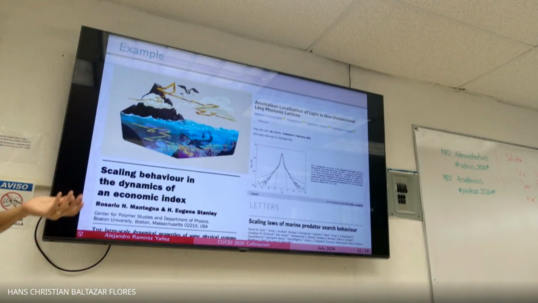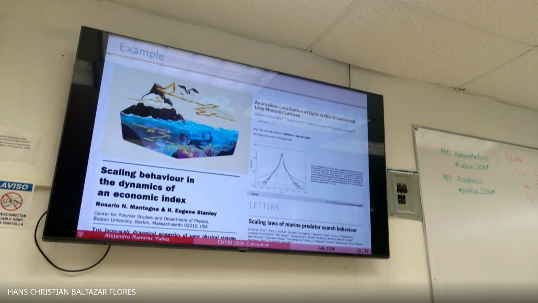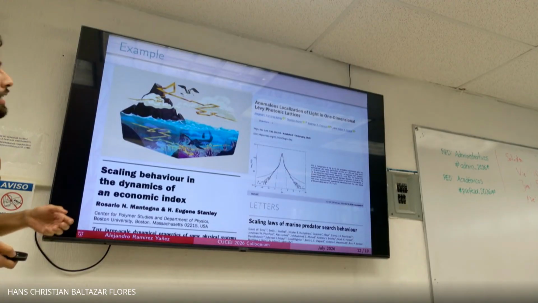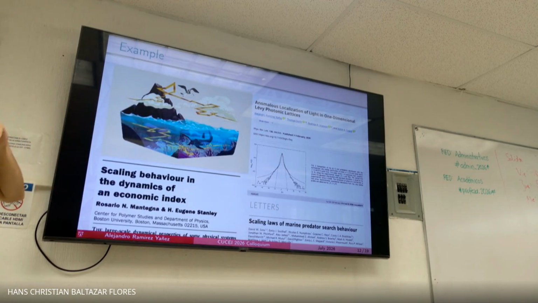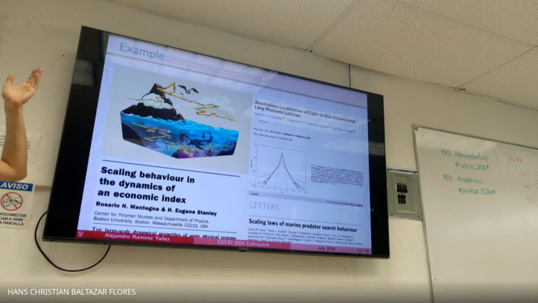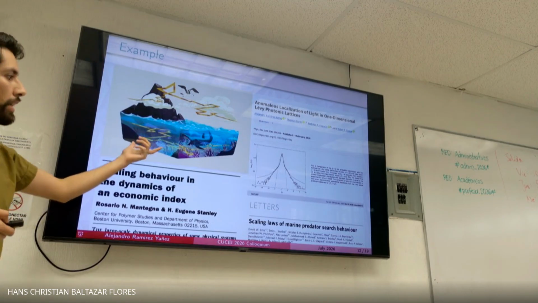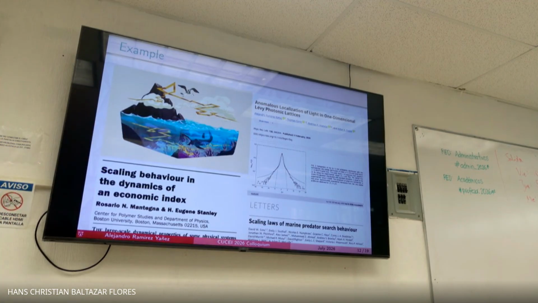Also, in this kind of collage, I try to show you that it is very well known. I mean, it's very well documented in the literature that, for example, the patterns of the flight of many birds follow Levy flight. So they are moving according to a stable distribution. Also, the hunting patterns of marine predators follow stable distributions.